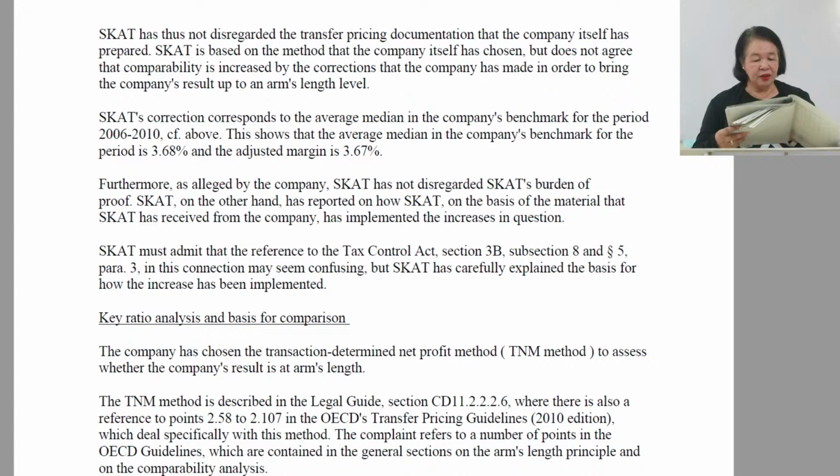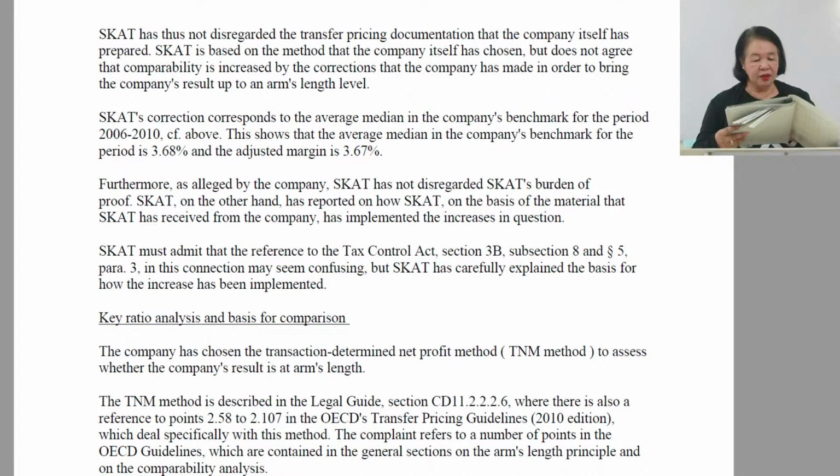Scott, on the other hand, has reported on how Scott, on the basis of the material that Scott has received from the company, has implemented the increase in question. Scott must admit that the reference to the Tax Control Act, Section 3B, Subsection 8 and Section 5, Paragraph 3, in this connection may seem confusing, but Scott has carefully explained the basis for how the increase has been implemented.